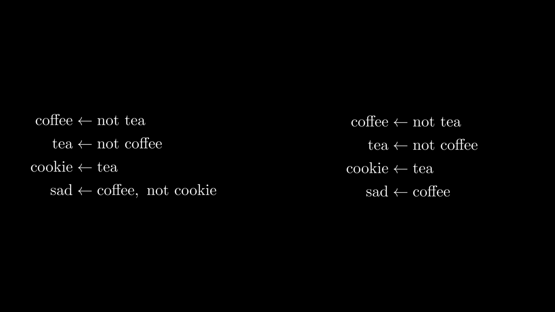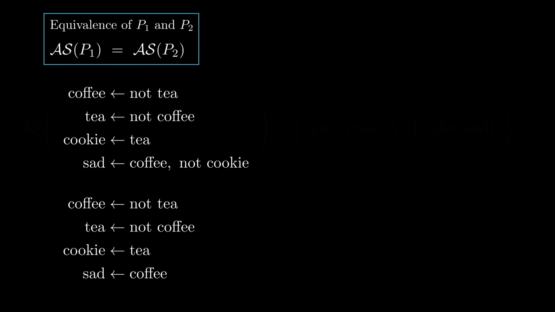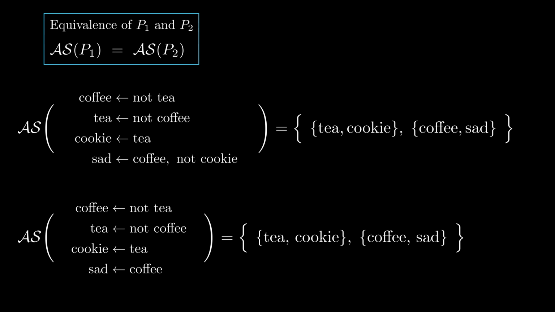Matti again. Oh no, he modified the tea and coffee program. He claims it simplifies the program, but he made sure that the starting program and this new one have the same stable models. That is, their equivalence. Let's check. Yeah, it works. Those are indeed equivalent logic programs.